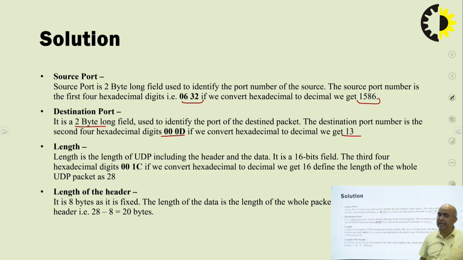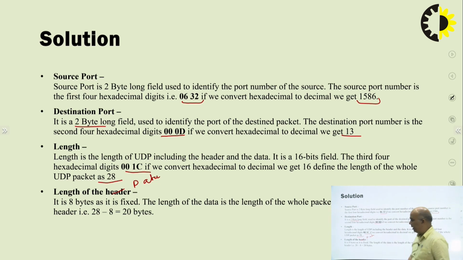Now we have to identify the length of the UDP. The length of the UDP includes the header and the data, and it is a 16-bit field. We receive the hexadecimal number 001C. If we convert this into decimal, the length of the whole UDP packet will be 28. Not 28 bits, it is 28 bytes. Again, the header is 8 bytes, and so the length of the data will be the remainder.